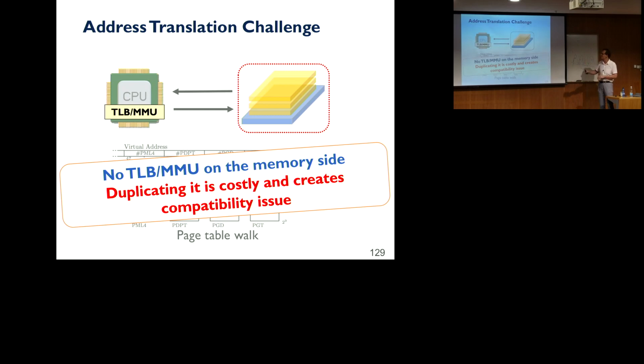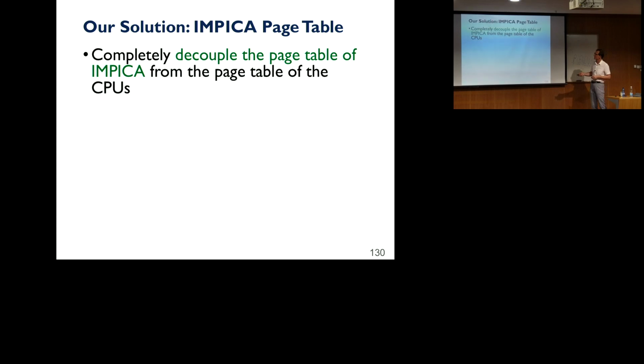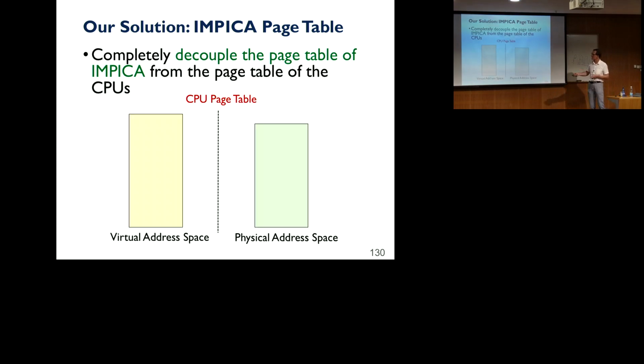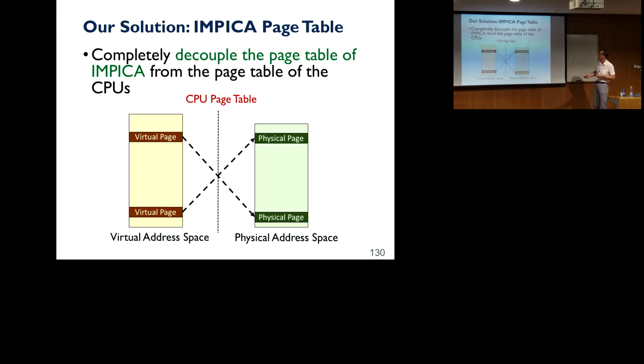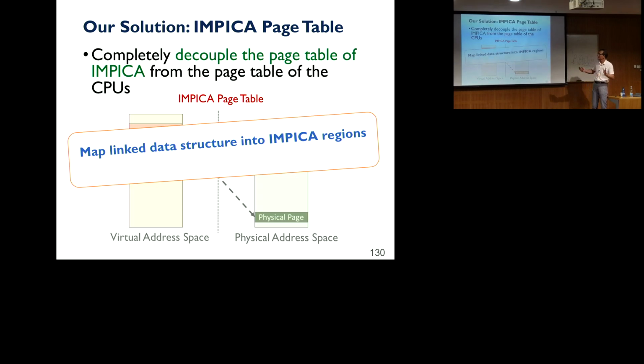I'm not sure if our solution is the best solution. I don't think so. But there's more to do. Basically, the page table walk requires multiple memory accesses. Our solution is to completely decouple the page table of IMPICA, this accelerator, from the page table of the CPUs. So the idea is this. You have the CPU page table, which basically maps the virtual address space to a physical address space, as you can see that way. And in the IMPICA page table, we're going to have a region in the virtual address space that is dedicated to the accelerator. Whatever we're going to operate on, we move into that region. So everything has to be allocated in that region. That's the idea over here.